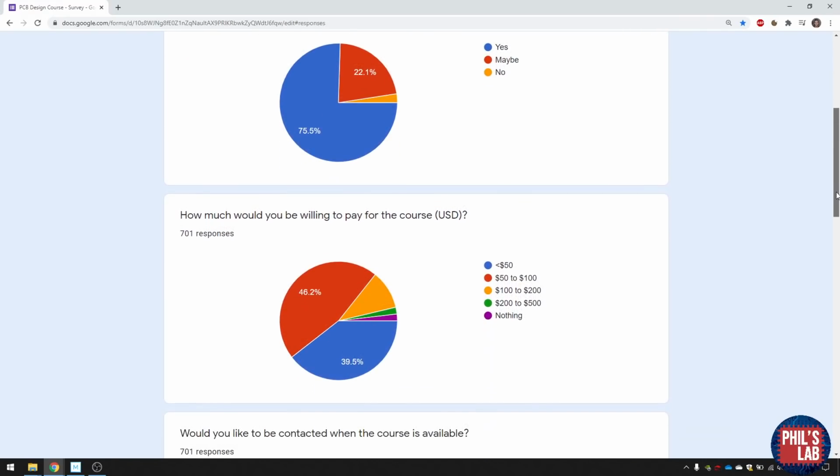But I think most interestingly, people would like to know how much it would cost, and this was the kind of split I got. The majority, 46.2%, said it should be about $50 to $100, and then there's quite a large amount of people who'd say less than $50. So somewhere in between, under $100 definitely, the course is going to cost. So hopefully affordable for most people. And hopefully it'll bring loads of good information, PCB design, software and so on.